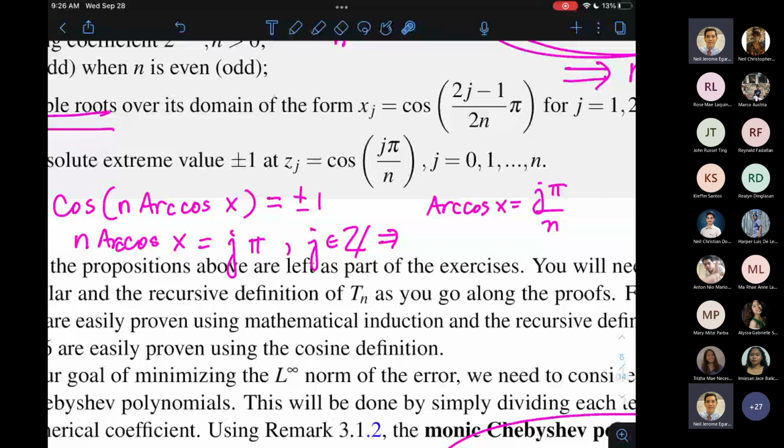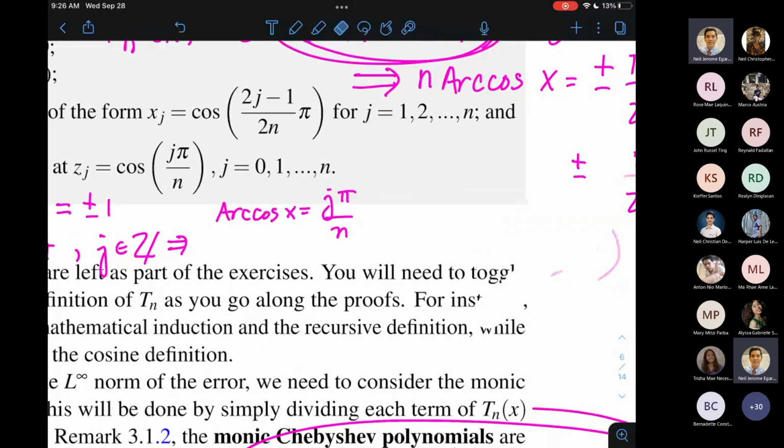Ito yung angle. So restricted to from 0 to pi. Ang range kasi ng arc cosine ay from 0 to pi. Maybe I'll explain it more on Friday, pero kasi time na. Pero yun yung idea. Kasi ang arc cosine ng x dapat ay nasa interval 0 to pi lamang. Okay. So kapag ka si j ay lumampas na ng n plus 1, nasa labas na tayo ng interval 0 to pi, kasi arc cosine function restricted siya from 0 to pi.